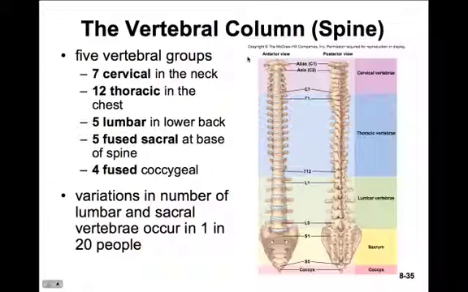The vertebral column is broken into 5 different vertebral groups. We have the cervical vertebrae up in the neck region, the thoracic vertebrae in the chest region. Most of these have ribs attached. And then we have lumbar vertebrae in the lower back region, and then fused coccygeal and sacral vertebrae. There are some variations in the number of lumbar and sacral vertebrae, because after all, they are just a number of different fused vertebrae.